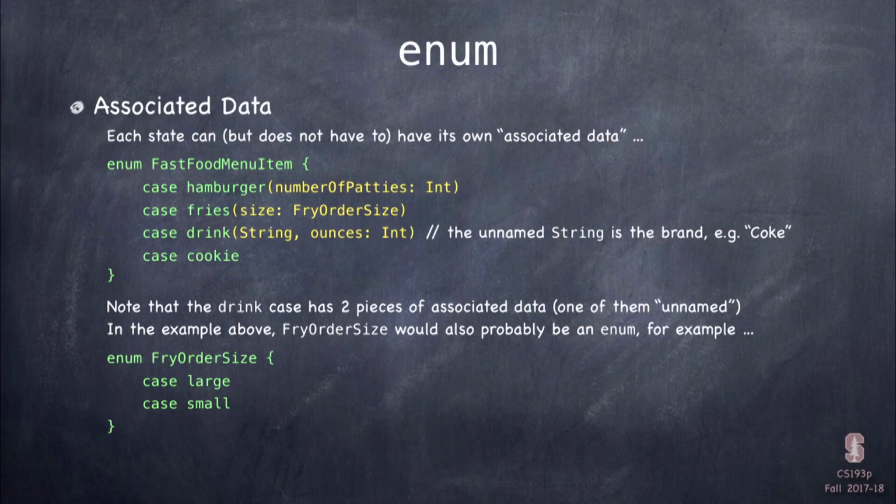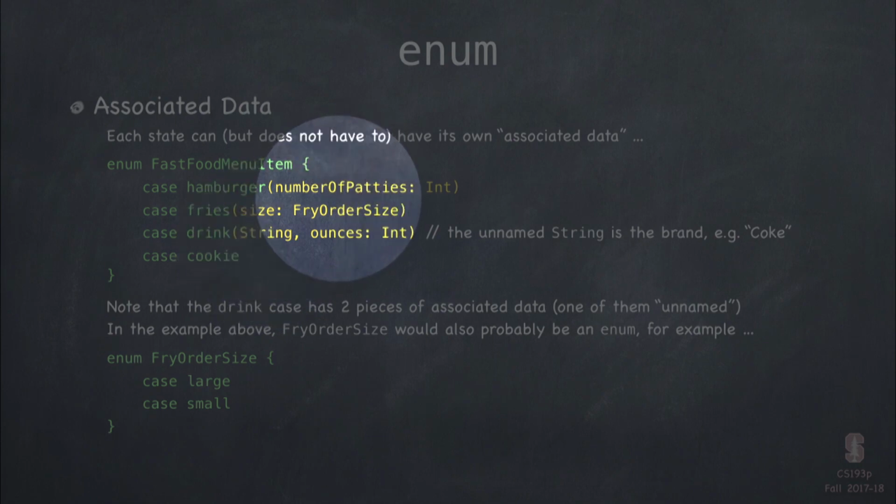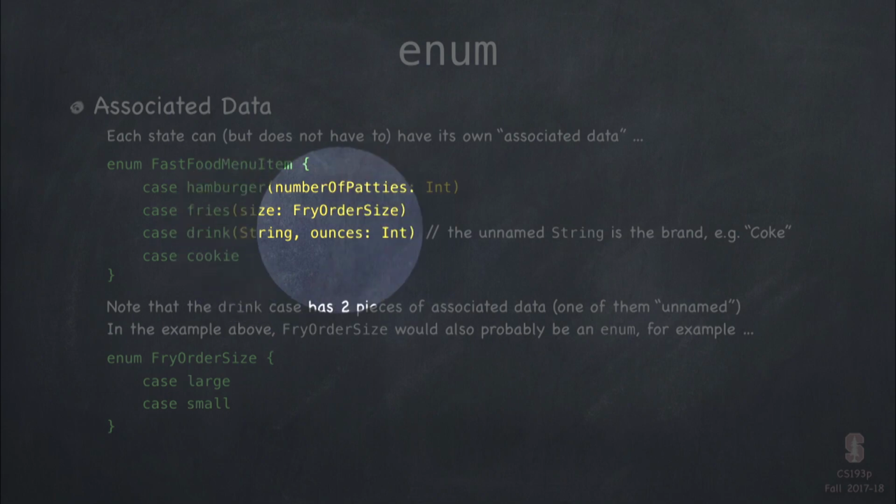There it is. So I can use another enum there to do the size of it. And then drink, okay, it has 2 pieces of associated data. And if you look at its 2 pieces of associated data, look at the first one. That string, it has no name. These other ones have names like number of patties, size. This one has no name for the first one. It does have a name for the second one. Okay? First one's a string, this is an int.